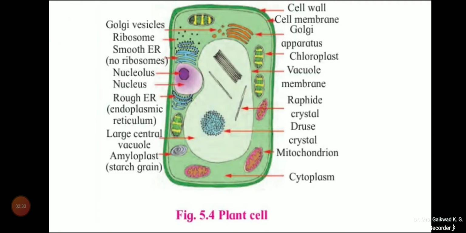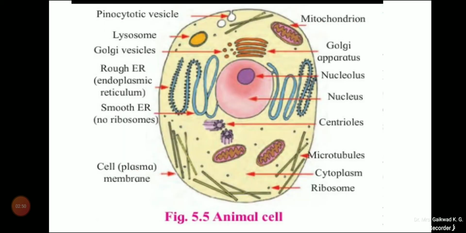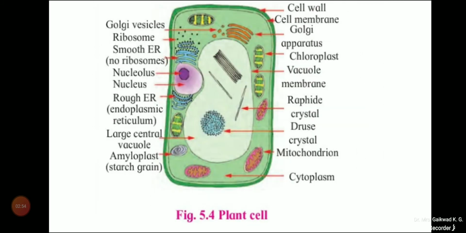Here is an example of the plant cell and it shows such a structure. The plant cell is an example of a eukaryotic cell. It has a cell wall. Animal cells don't have a cell wall. In the plant cell, the outer layer is called the cell wall. So the plant cell is surrounded by the cell wall.